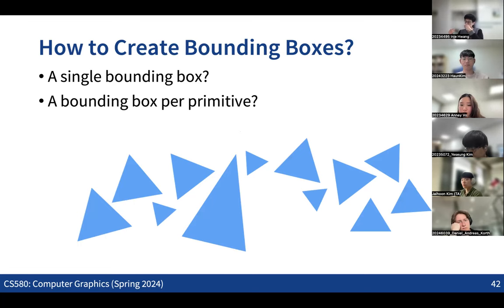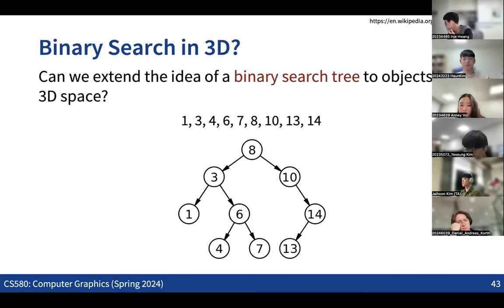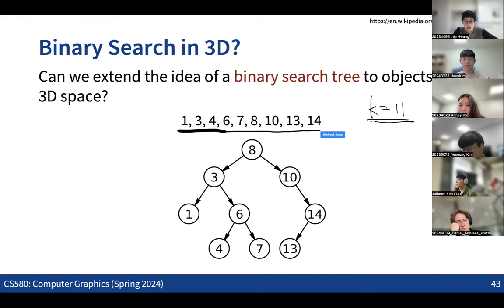So here the basic idea is to think about the case where we are doing binary search in 1D. If we have a sequence of integer numbers and are given a query number, let's say 11, what's the best way to find the number in the sequence which is closest to the given query number?